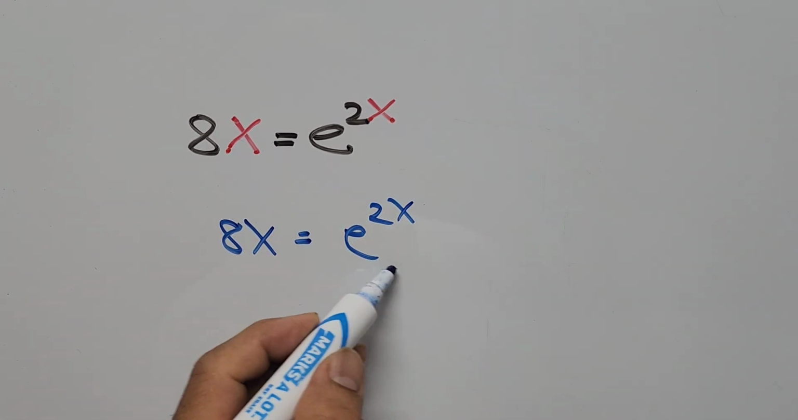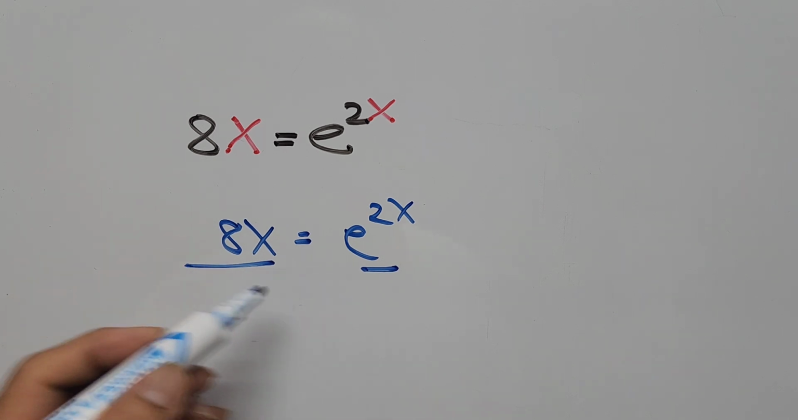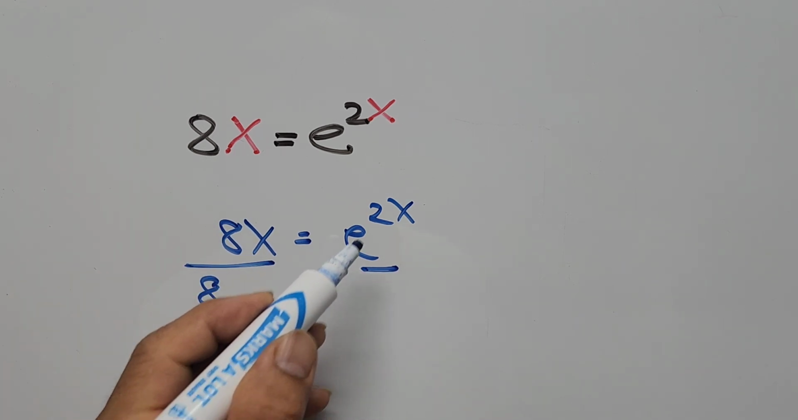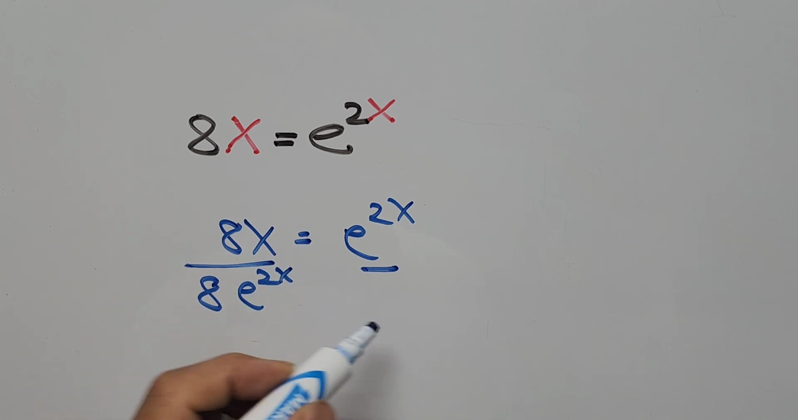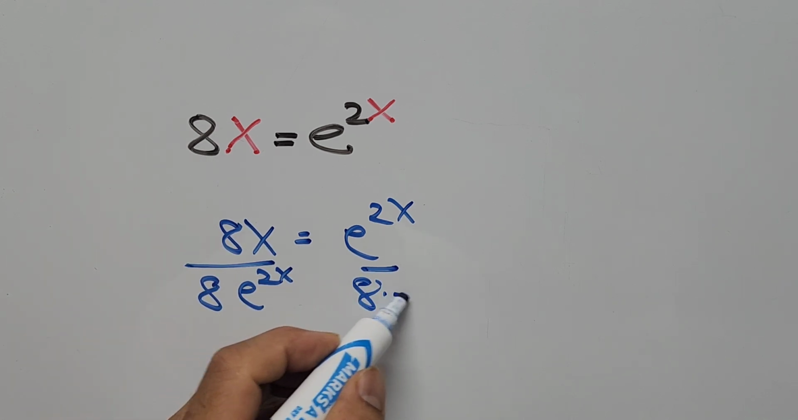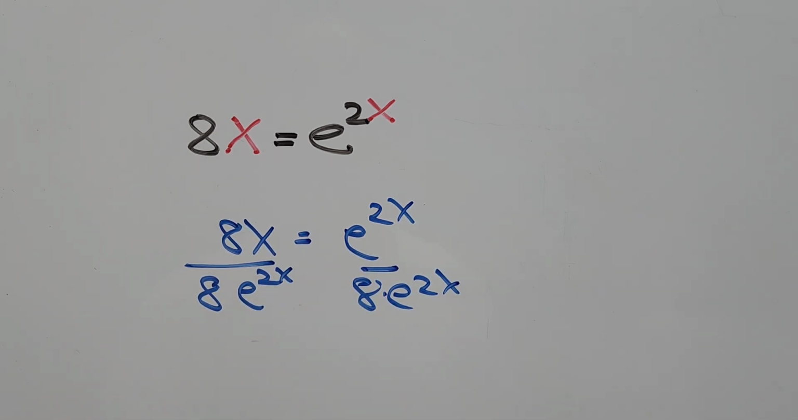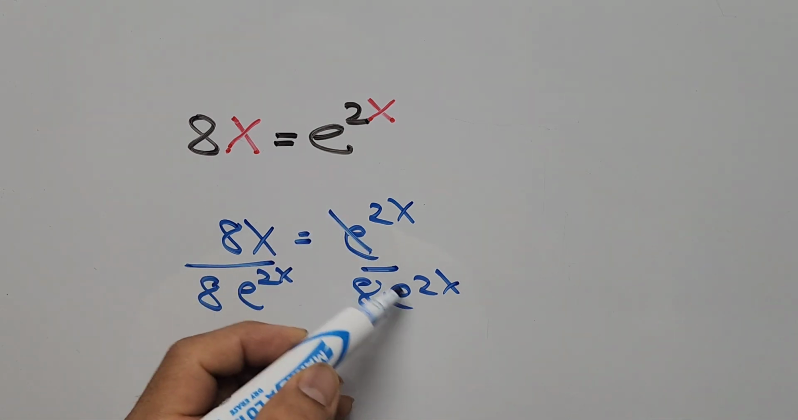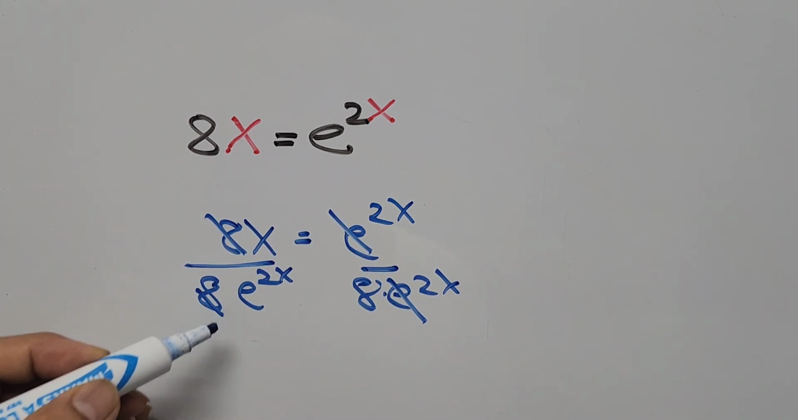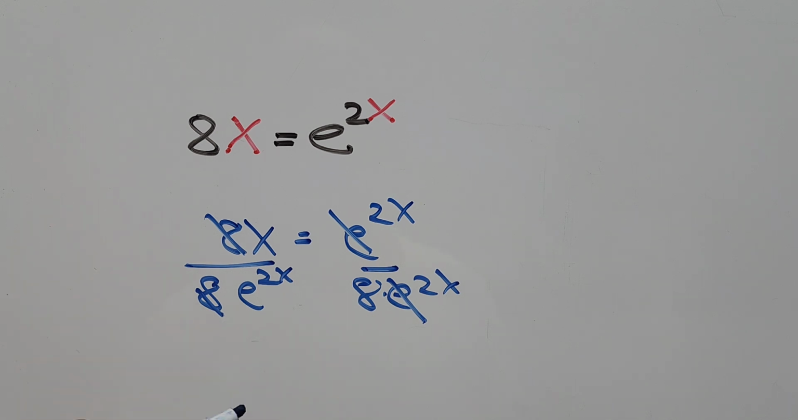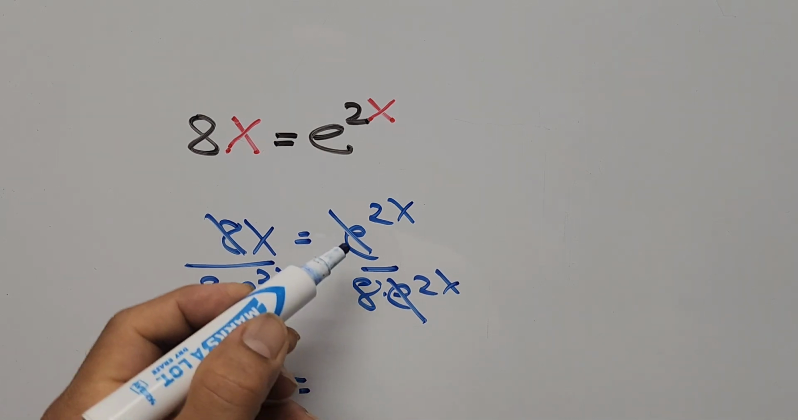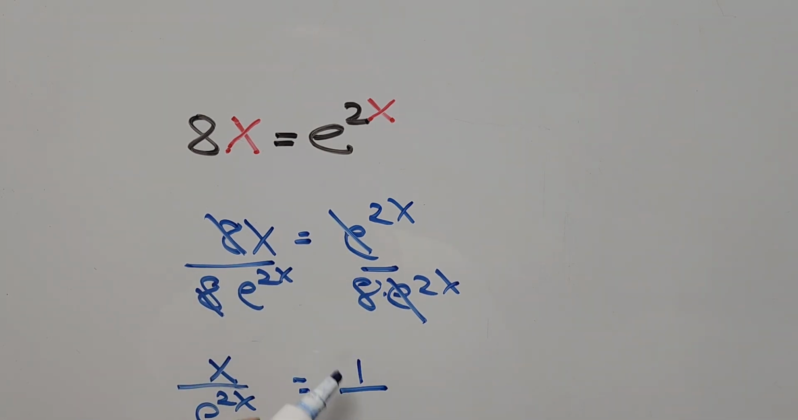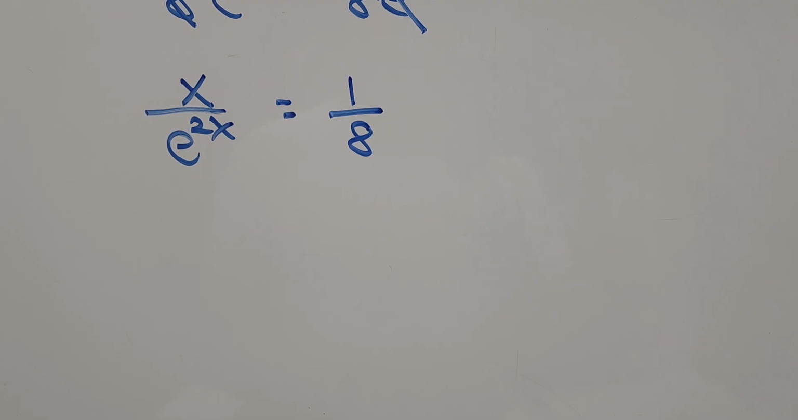So by dividing the whole equation by 8 and e to the power of 2x, right? So 8 times e to the power of 2x. We end up canceling this and canceling this. And what we have left will be x divided by e to the power of 2x is equal to, this cancels, so we have 1 over 8. And so now the variable is on the left side of the equation.